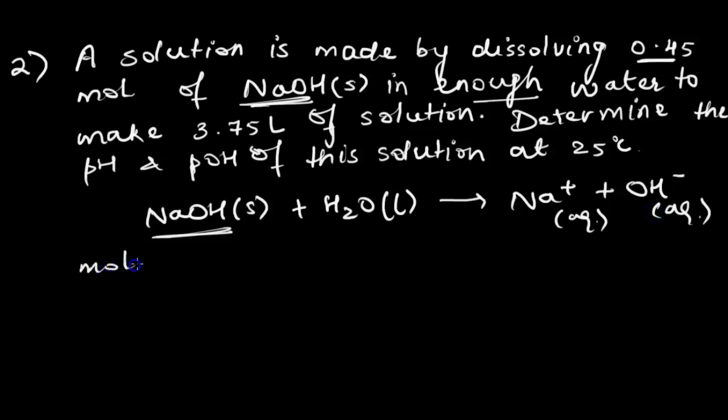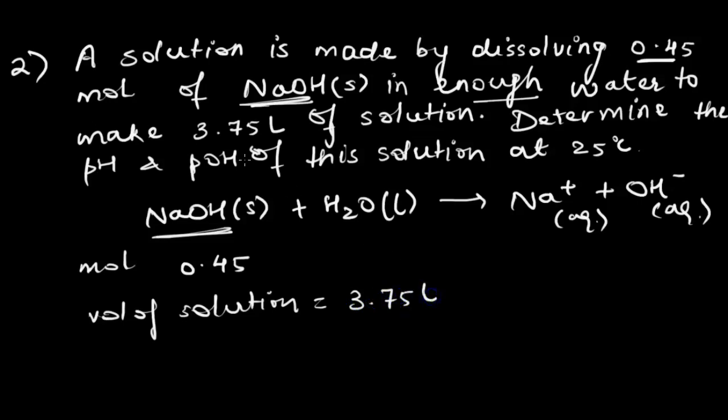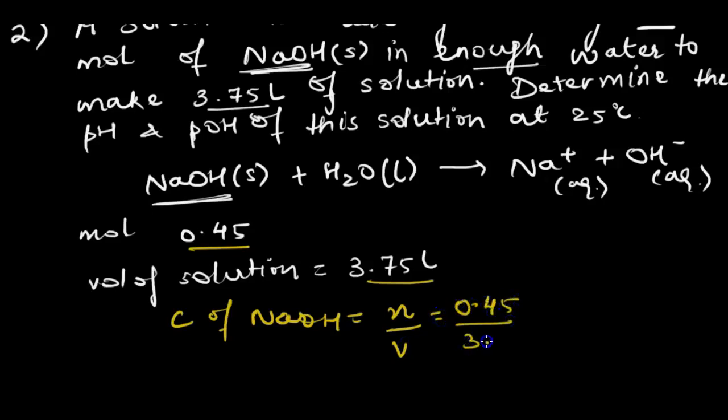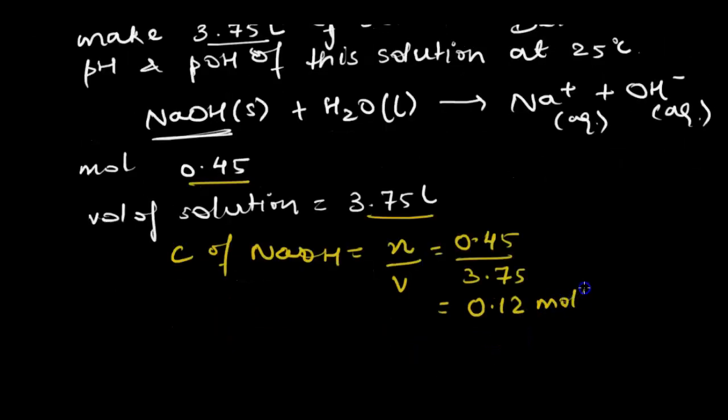Now we are given the moles of sodium hydroxide, which is 0.45, and we are given the volume of solution, which is equal to 3.75 liters. We will use these moles and the volume to find the concentration of NaOH, and concentration is number of moles over volume in liters. That is equal to 0.45 divided by 3.75, which is equal to 0.12 moles per liter.